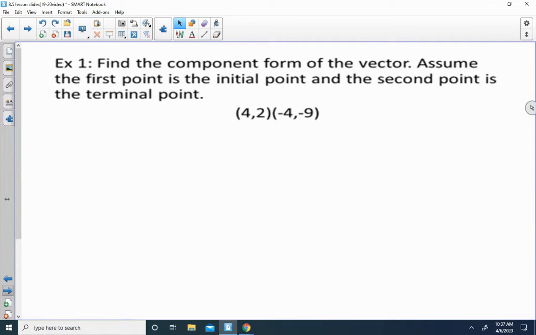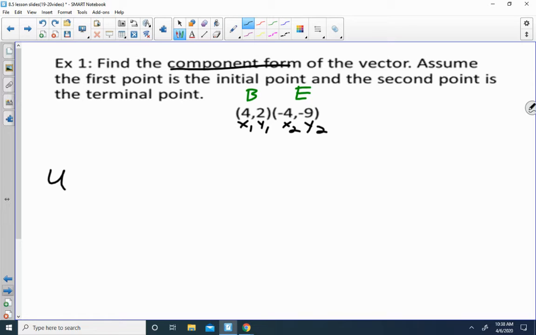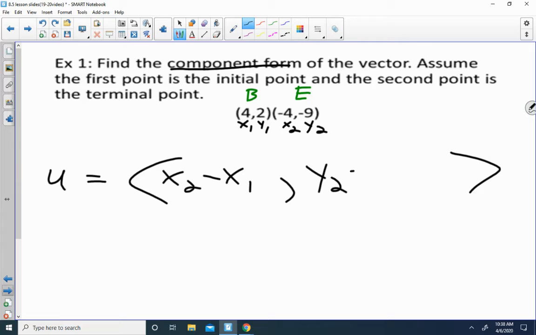All right, let's do the same thing for the second one. We need to find the component form. The first point is the beginning. The second point is the end. So the beginning point we will label as x1, y1. The end point we will label as x2, y2. And again, to find the component form, we use the formula x2 minus x1, comma, y2 minus y1.